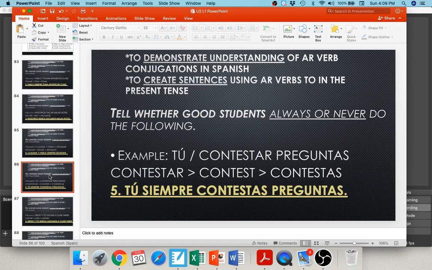Let's do just one more of these. In number 5, you're given tú and contestar preguntas. So we're trying to decide. Contestar preguntas is to answer questions. Well, would a good student always or never answer questions? Well, good students always answer questions. So we're going to take contestar preguntas. We're going to chop off our AR. And in the tú form, we should add back an AS to say that tú siempre contestas preguntas.